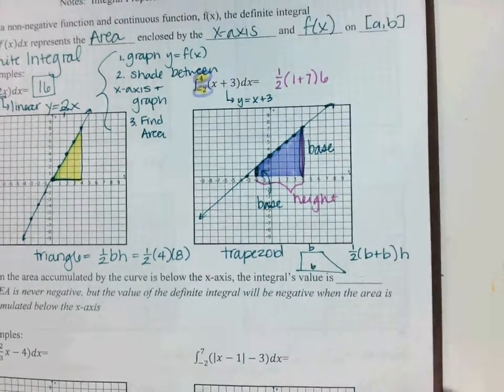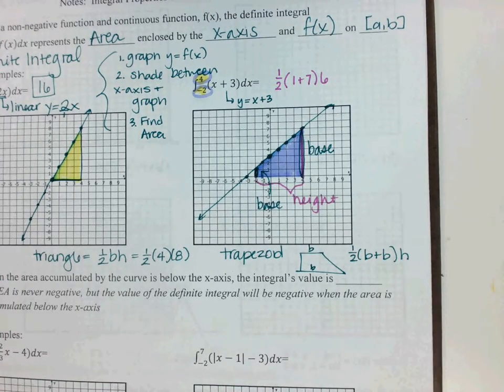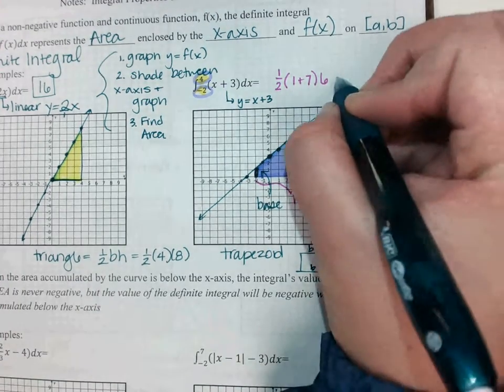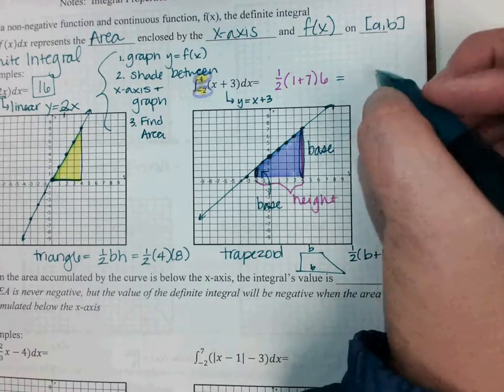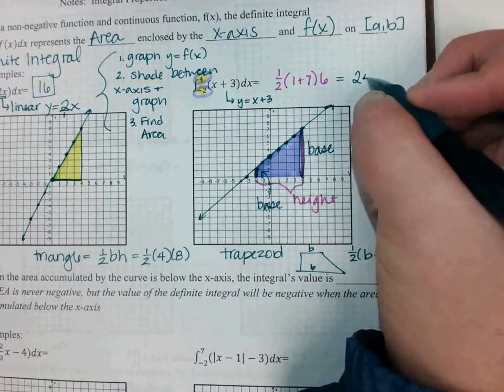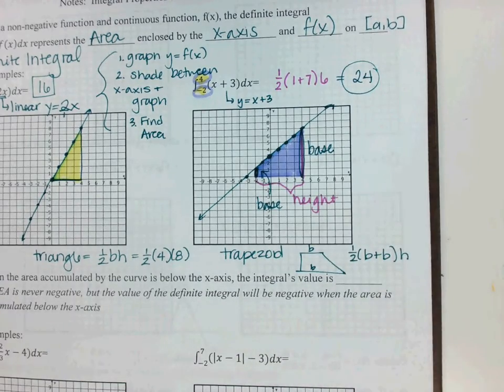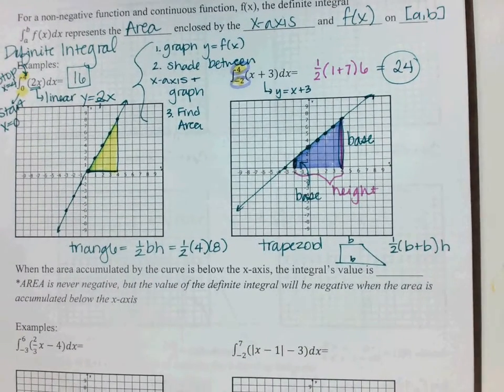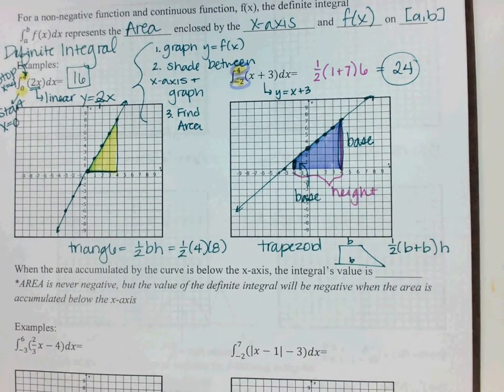Okay? 1 plus 7, how much? PEMDAS? 8. 8 times 6 is 48. Cut it in half. 24. Make sense? Yes. You're finding the area, correct. Okay?